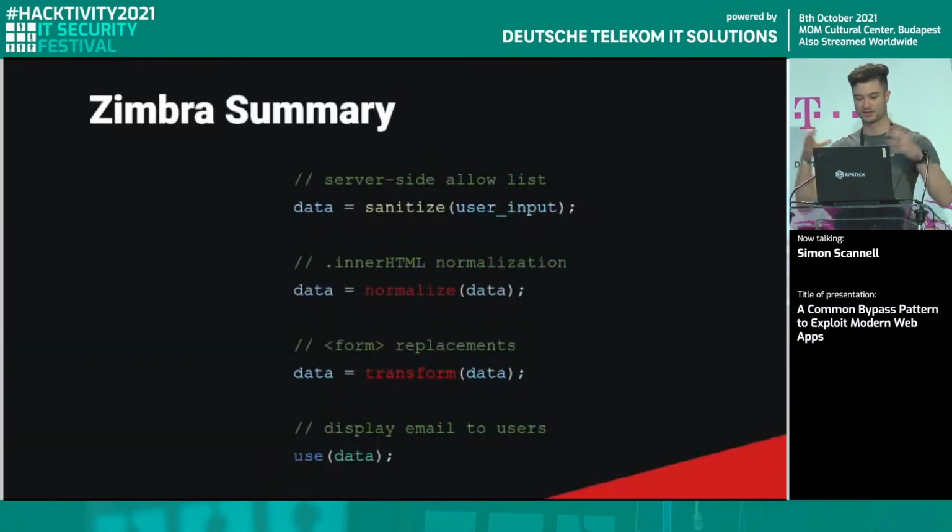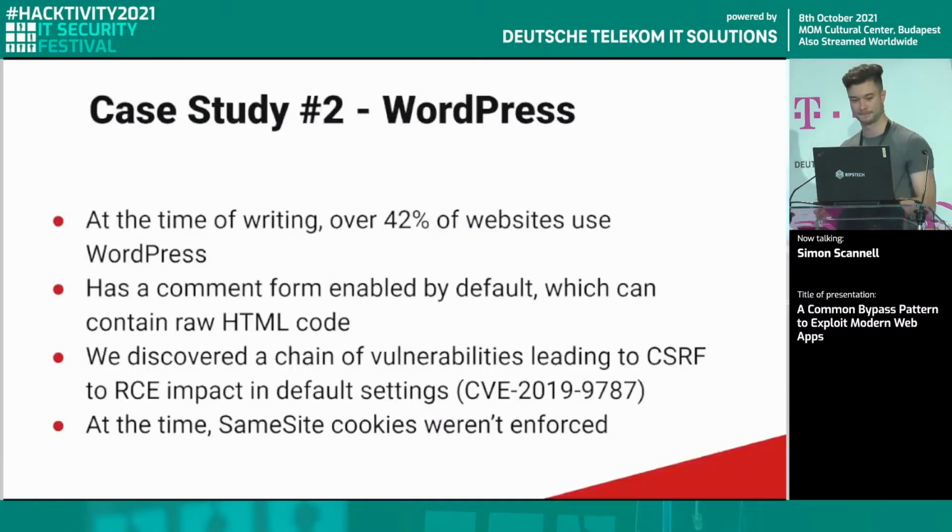And just to break this down again into the actual model for vulnerabilities that we created earlier during the talk: in the beginning, we have the user input, which correlates to the email that we received. It's being sanitized on the server with an allow list, which is secure. But then afterwards, it's being normalized by the browser through the inner HTML spec. And then we have the transformation where the form tags globally on a string are just replaced, which corrupts the entire thing. And then we display the email to users, which leads to XSS.